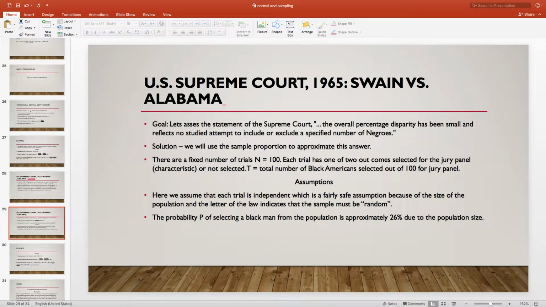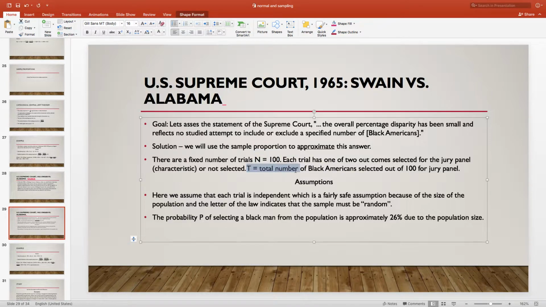Here's our goal: to assess their statement that the overall percentage disparity had been small and reflects no attempt to exclude any specified number of black Americans. So let's use our sample proportion to approximate this answer. So first of all, there's a fixed number of trials, n is 100. Either you're on the jury panel or you're not.